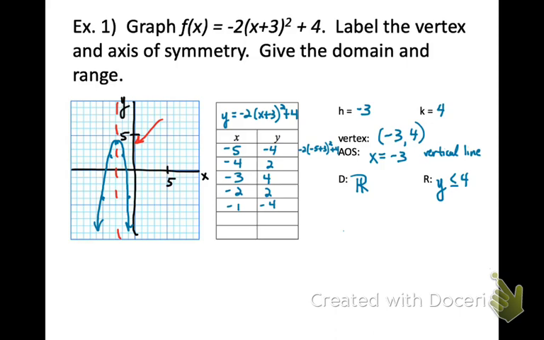And then I just draw an arrow to the point on the y-axis where the curve starts, and you can see that's where y is 4. And then the parabola covers all the y values that are less than or equal to 4.